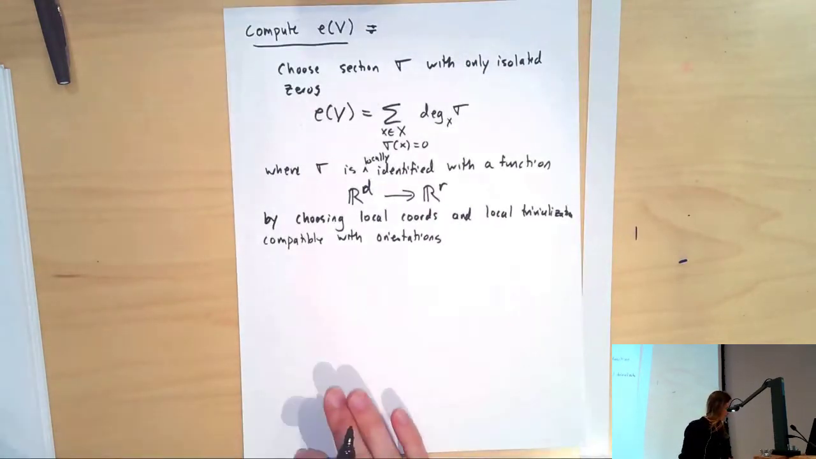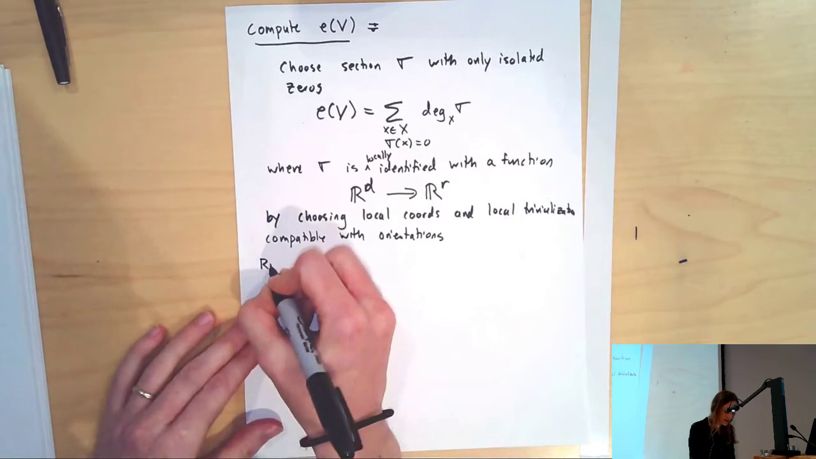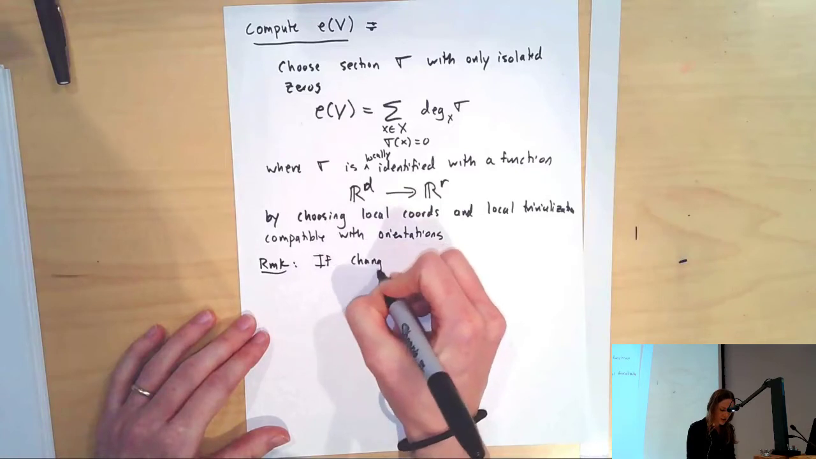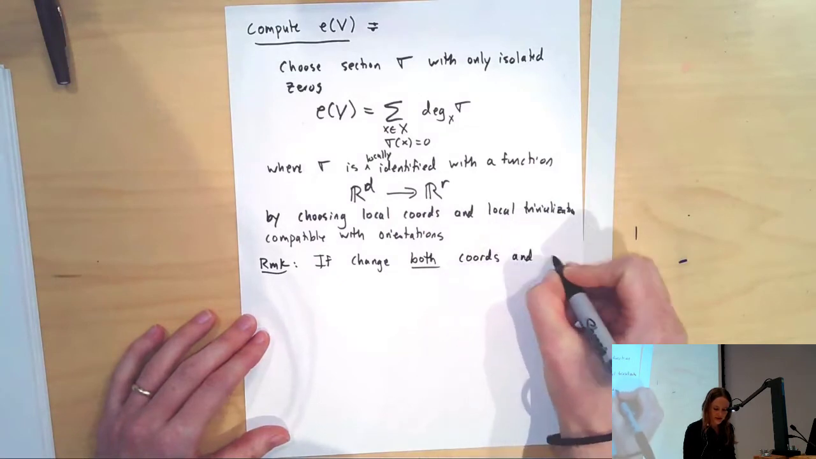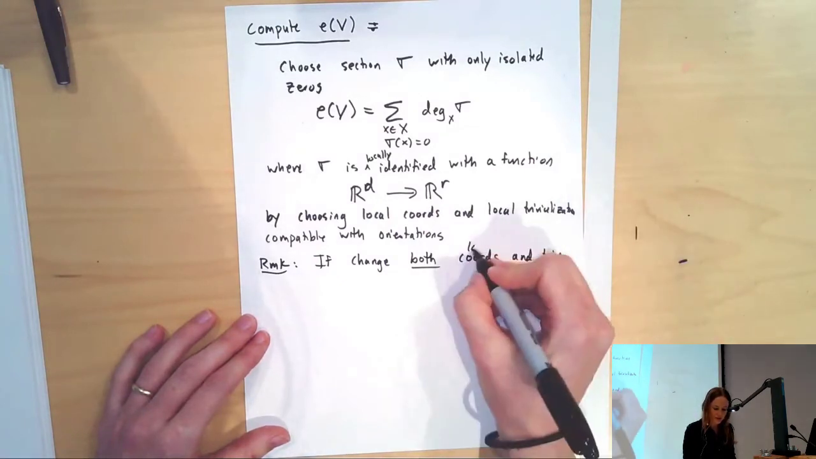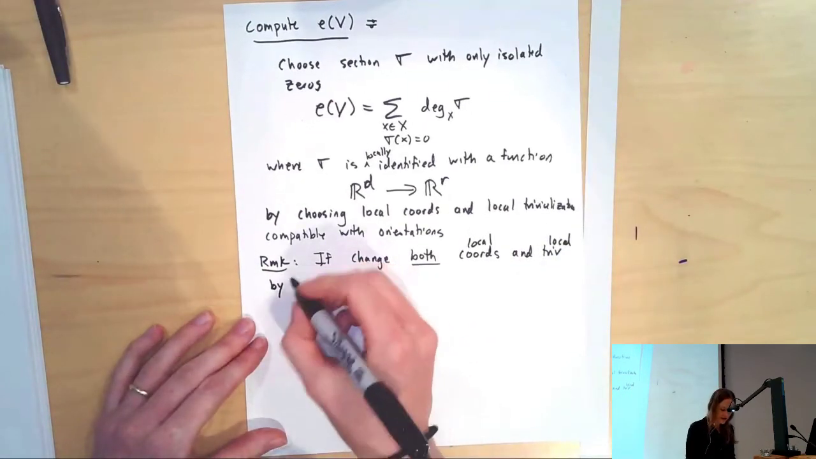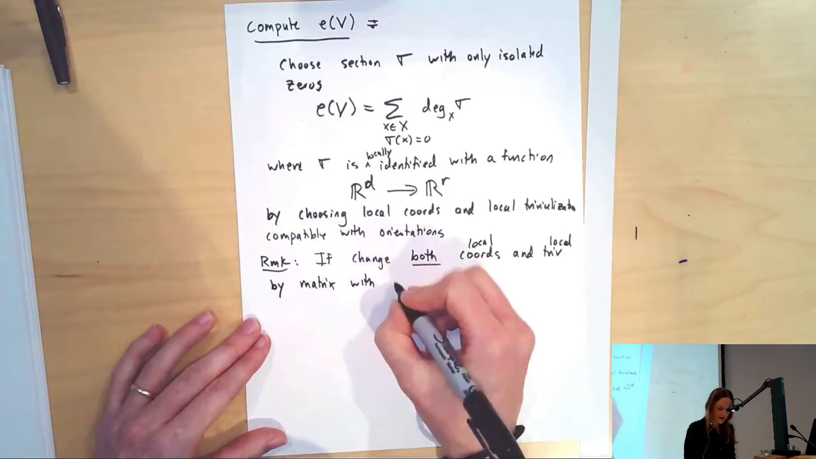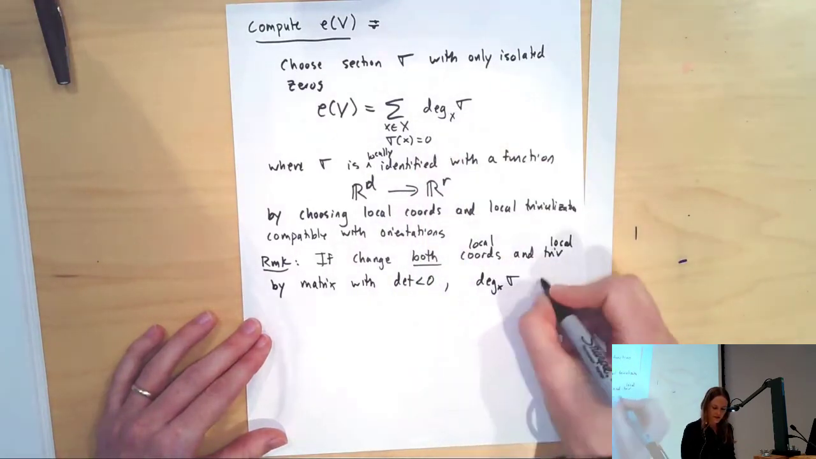So we can do the same story with a relative orientation. So I wanted to write that down. Remark: if we change both the local coordinates and local trivialization by a matrix with determinant less than 0, the degree at x of sigma does not change.